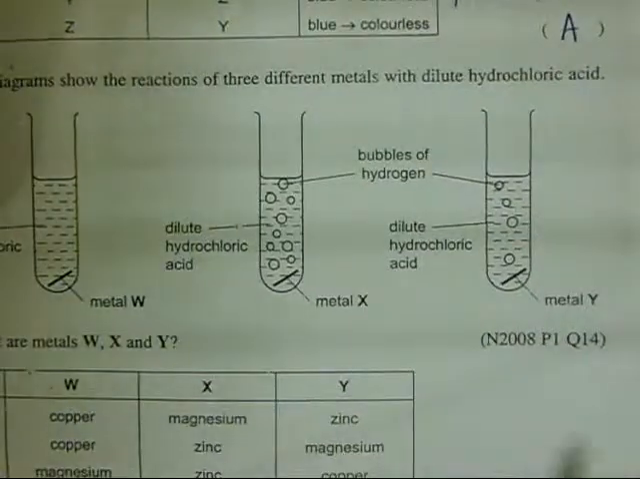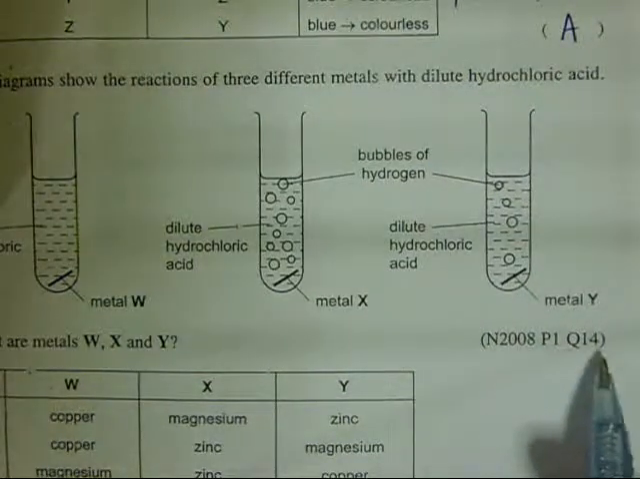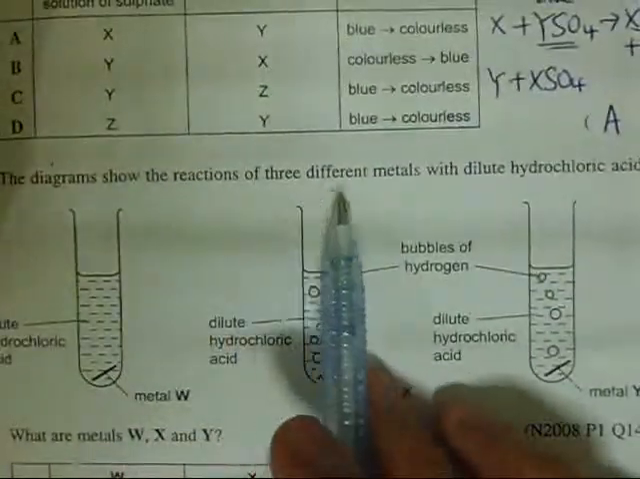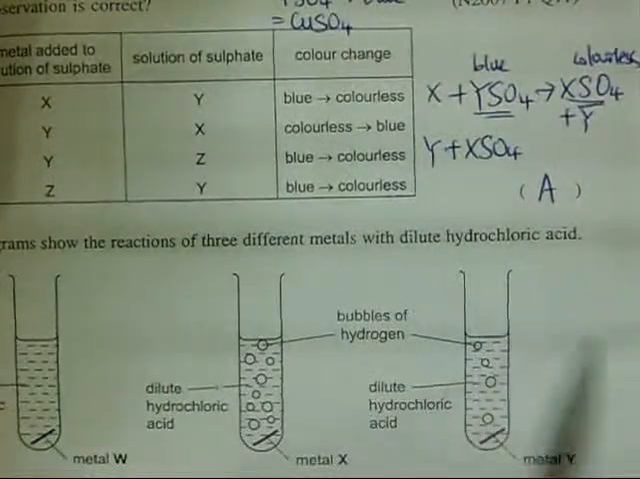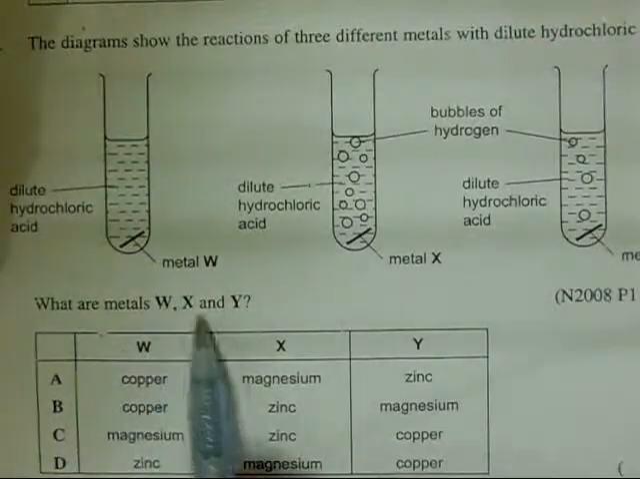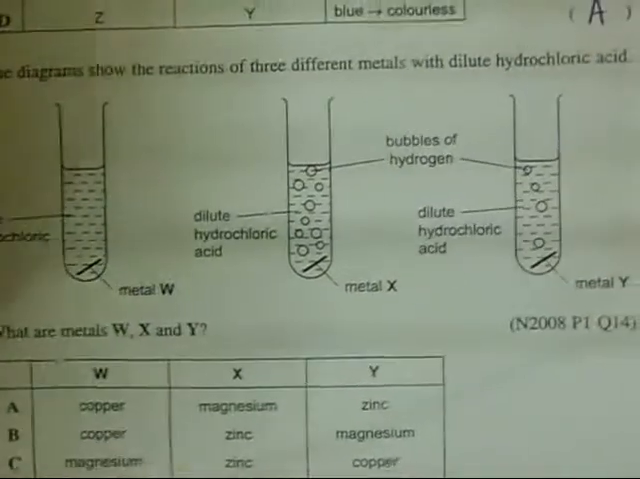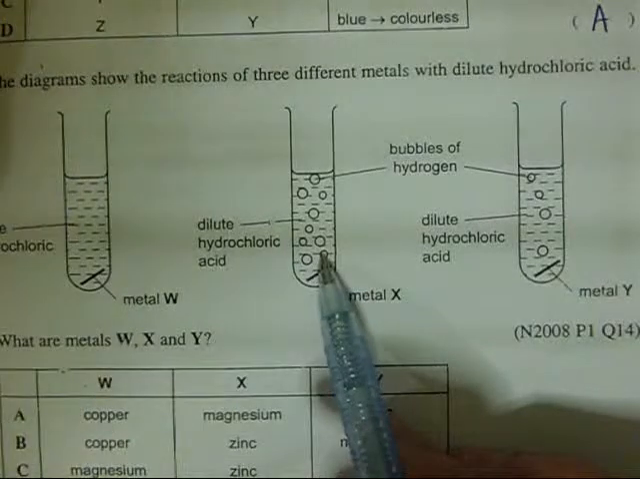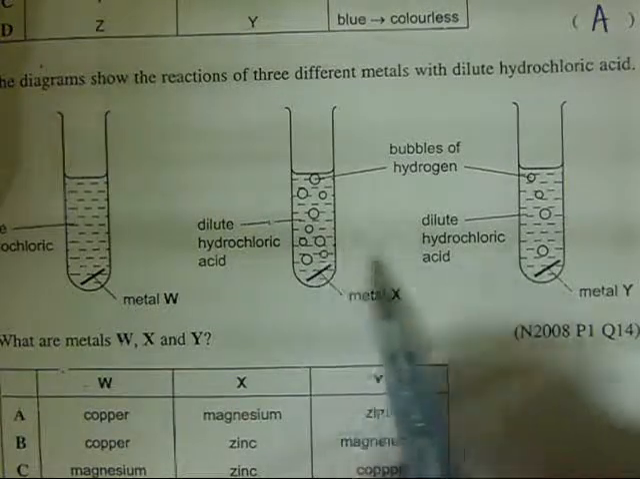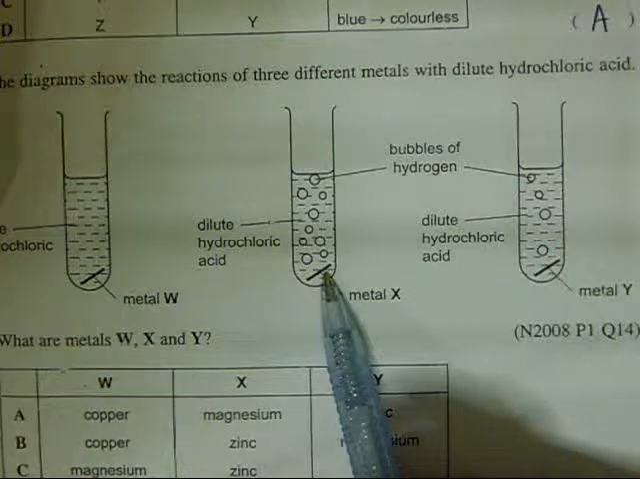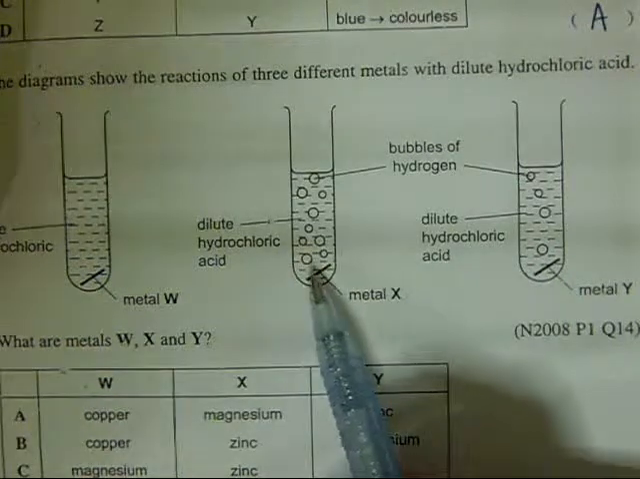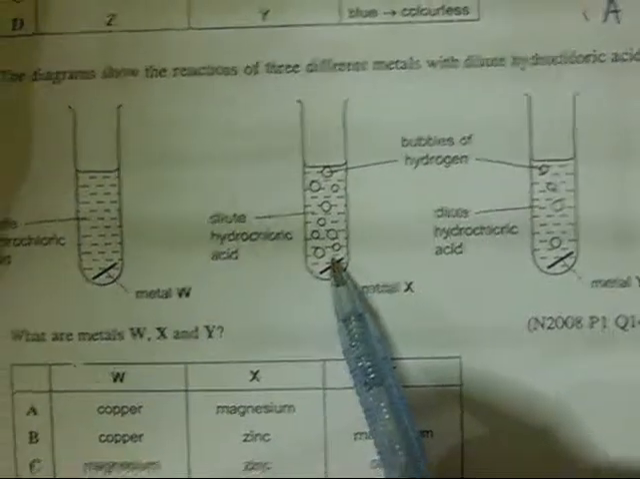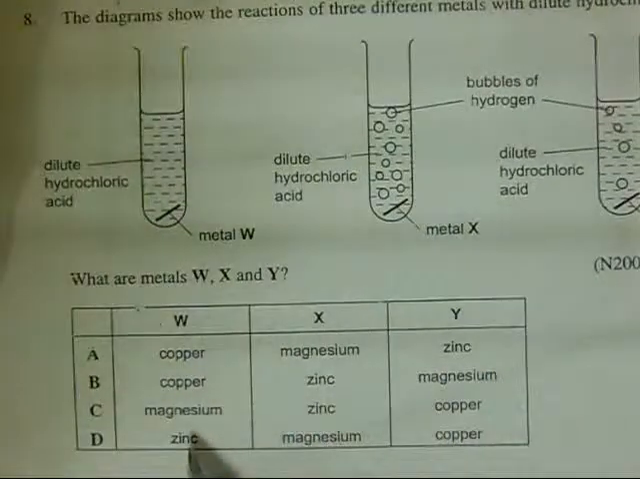Okay, the next question is from 208, paper 1, question 14. The diagram shows the reactions of 3 different metals with dilute hydrochloric acid. What are metals W, X, and Y? Now, same thing. It is based on the principle of the amount of bubbles. If the metal is more reactive, it would produce more hydrogen or more gas bubbles in hydrochloric acid. So this one should be the most reactive metal among the 3.